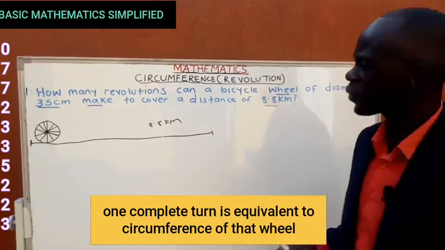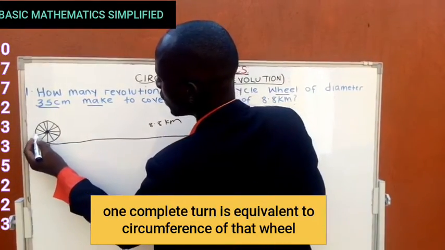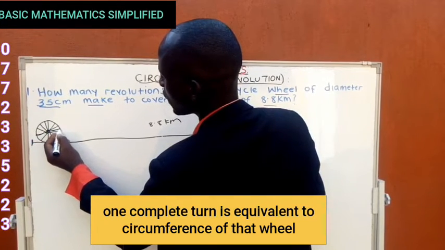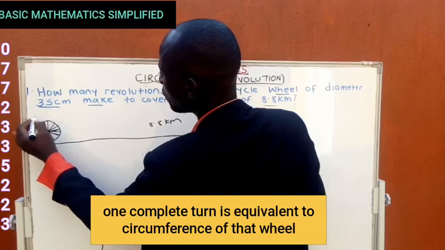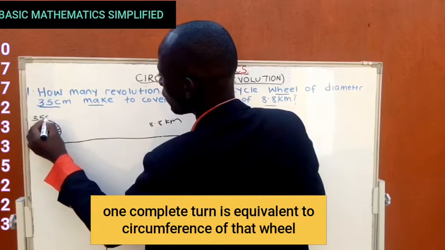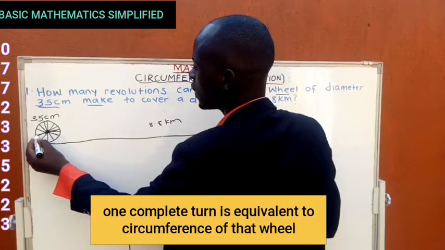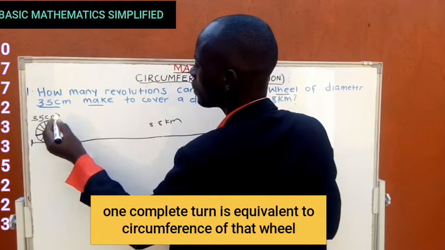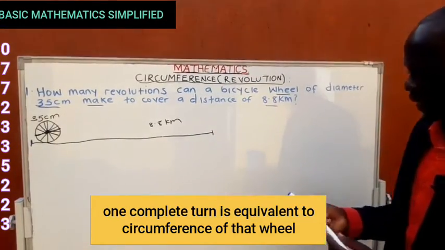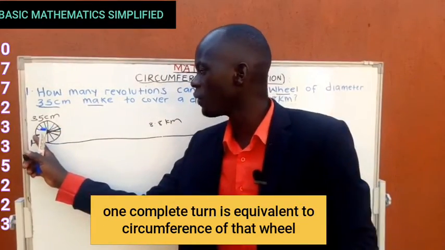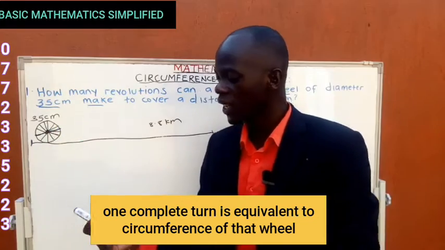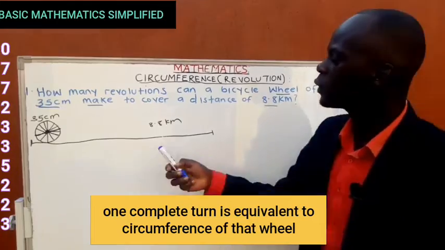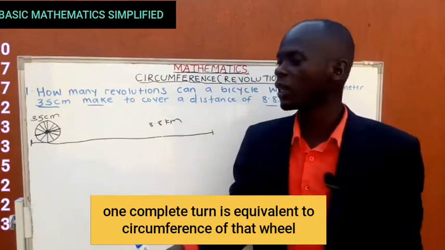Now, if that's the bicycle wheel, the distance from here across the center up to this is what we call the diameter, which is 35 centimeters. This distance from this point on the circumference, through the center, to another point on the circumference, is what we call the diameter. I've used very many ways of explaining it. Now, this bicycle wheel has a diameter of 35 centimeters.